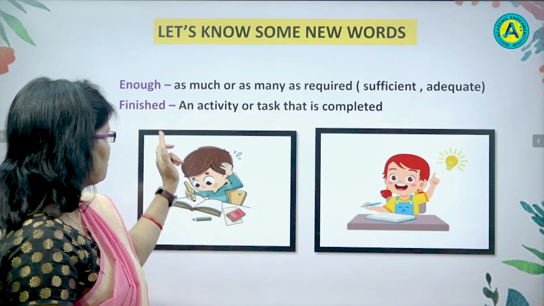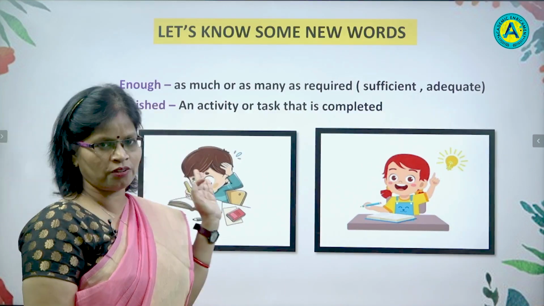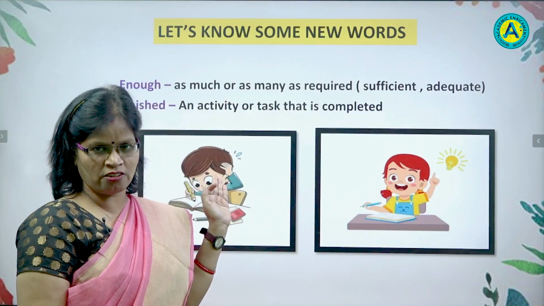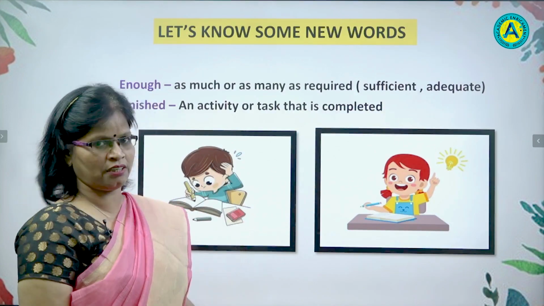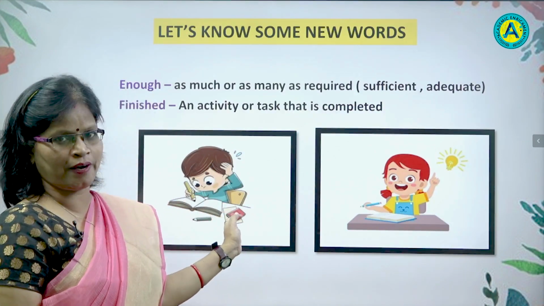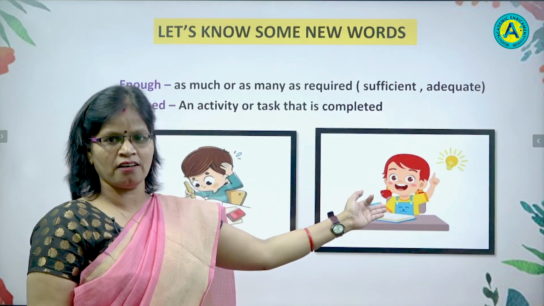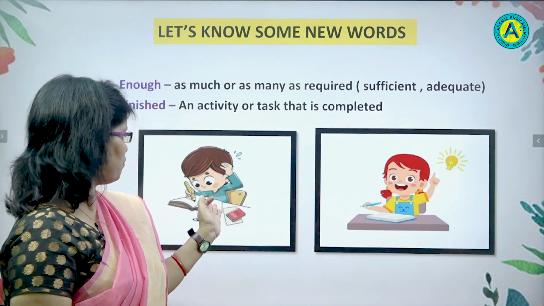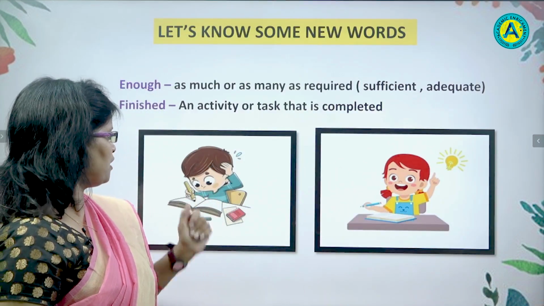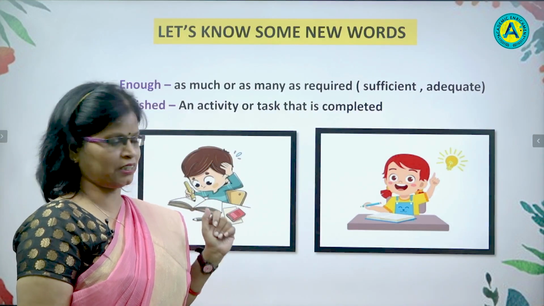The next word is finished. Do you know the meaning of finished? No? Now look at this picture. Here is the picture of a boy. Here is the picture of a girl. Here what the boy is doing? The boy is doing his homework.